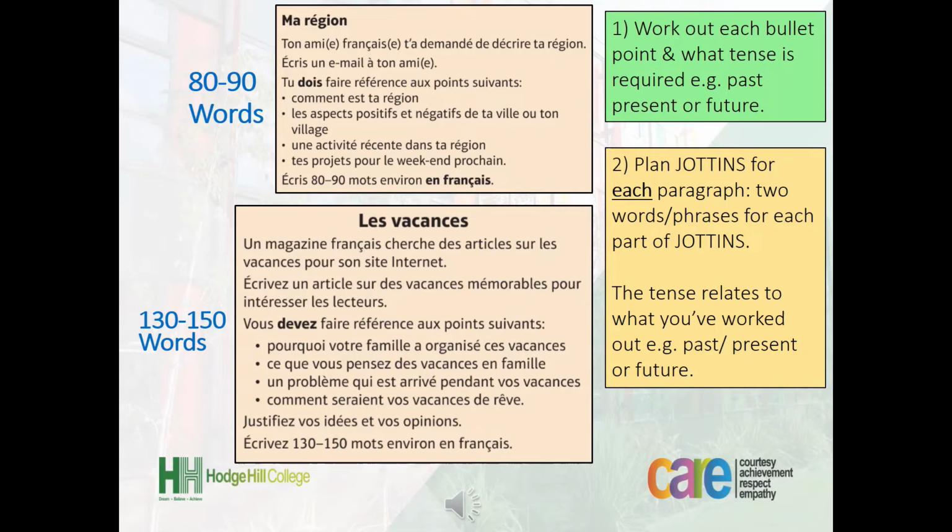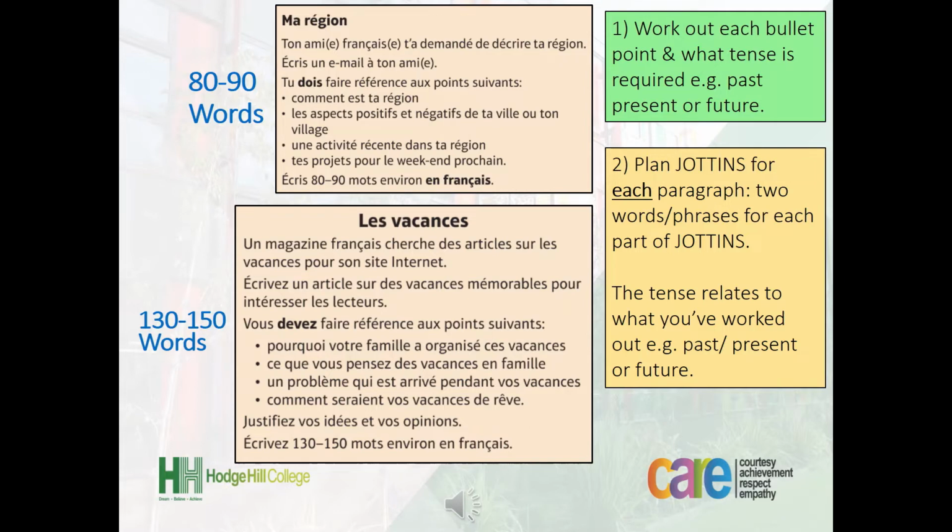I'm looking at number 3, une activité récente. I know that récent means recent, so that must be the past. And in bullet point 4, le weekend prochain, that means next weekend, so therefore I know that means the future. It's imperative that you write down in English what those bullet points mean and also what tense they require.